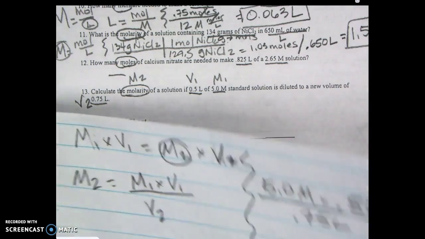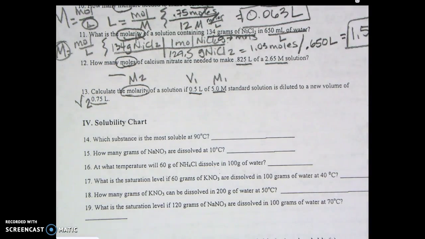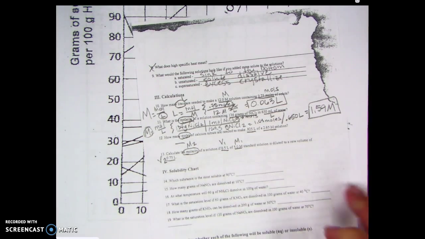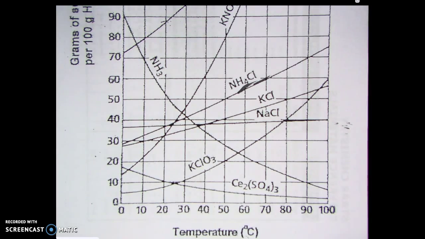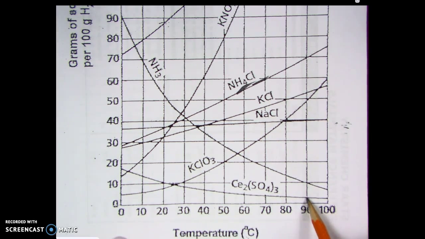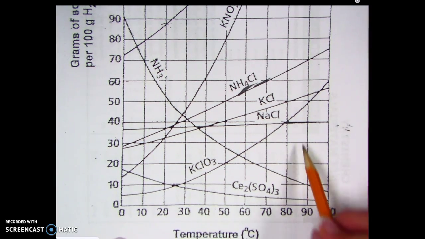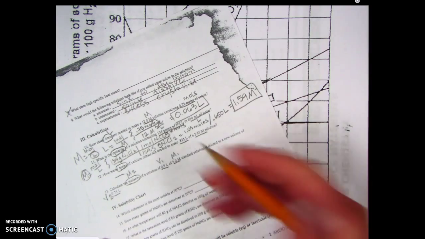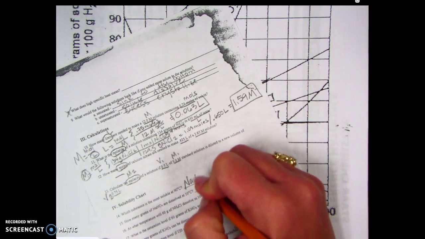Okay. So now let's go ahead and go over our solubility chart. Which substance is the most soluble at 90 degrees? We're going to use our solubility chart or solubility graph. So we look at 90 degrees. This is one of the most missed questions on the quiz. So many students put that this was the answer. No, we're going to go all the way up to the very top, and we're going to come up with sodium nitrate, the tallest one.